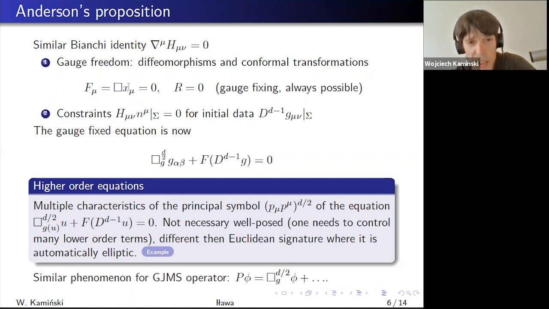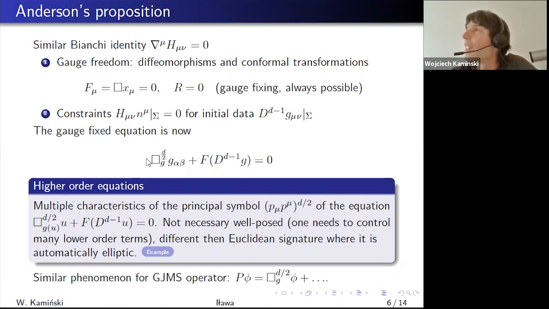And in this specific gauge, the equation takes such a form. It's looking very similar to this quasi-linear wave equation, except that the principal symbol is the D'Alembertian to the power d over 2. We always assume here that the dimension is even.